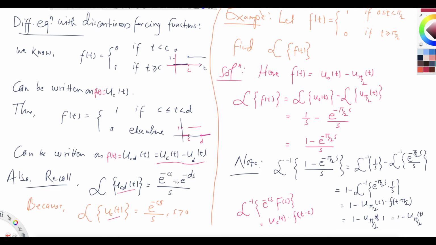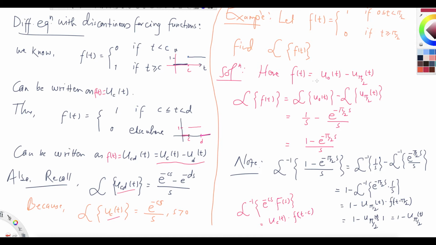Okay, now let us take an example. Suppose f of t is a function which is 1 between 0 and pi half and 0 for t greater than pi half. Find the Laplace transform of f of t. This is the same as u_0,pi/2, because it is 1 between 0 and pi half and 0 elsewhere.